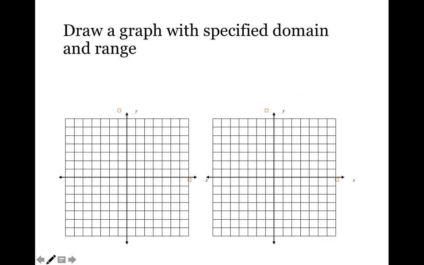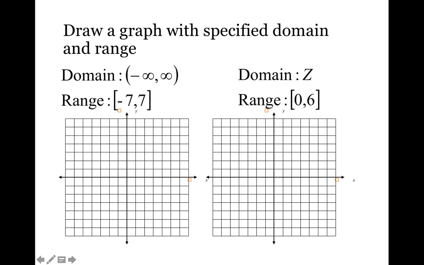Amazing. So I'm going to go through these quickly. This is kind of the end of the video, and if you haven't paused at all, maybe think about pausing and trying these. This is the real test of whether you get this domain and range stuff. So you're drawing a picture that can fit this domain. The domain is all real numbers, from -infinity to infinity, and the range is -7 to 7. 1, 2, 3, 4, 5, 6, 7. So it goes from here to here.